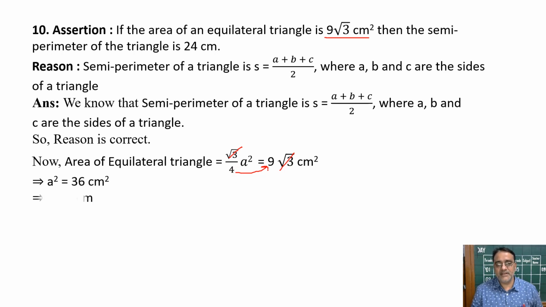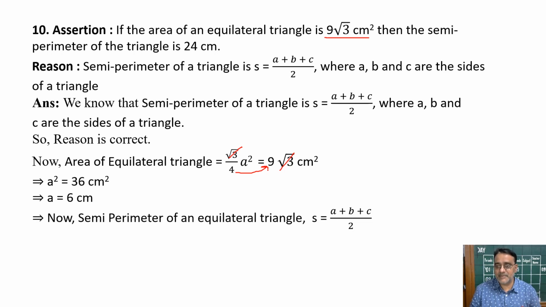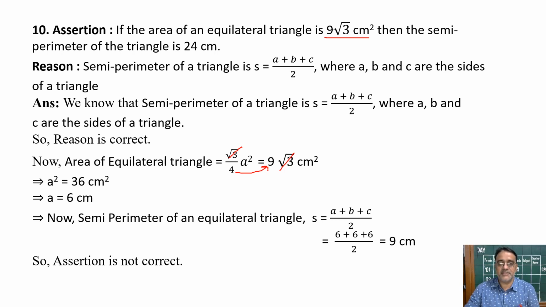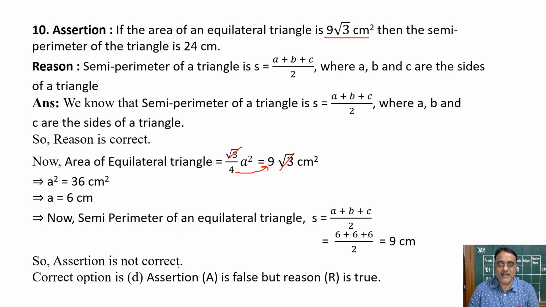And the square root of 36 is actually plus minus 6, but we have to take plus only because a side is never negative. So now semi-perimeter is a plus b plus c by 2, that is 6 plus 6 plus 6 by 2, right? And this is 9 centimeter. But in the assertion it is given 24 centimeter. So the assertion is not correct. So which option is the correct one? Option D, right? Assertion is false, but reason is true.